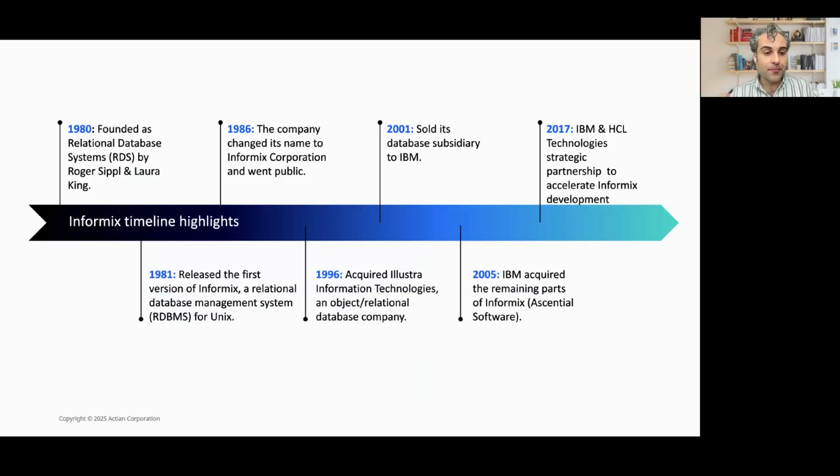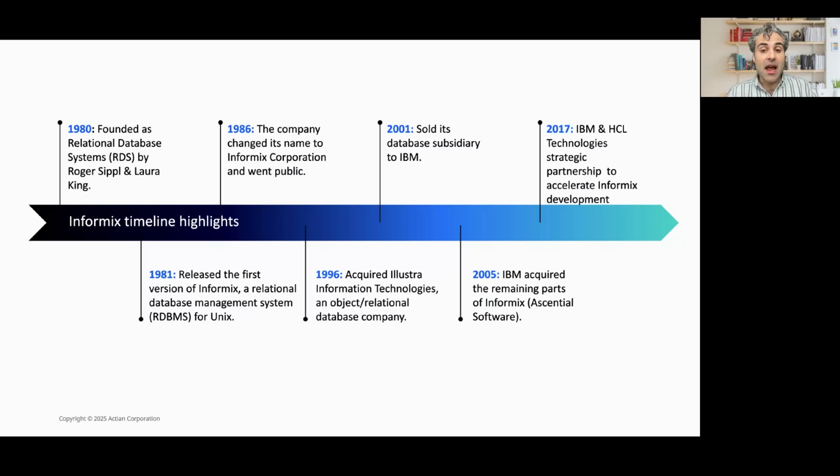So how did we get here? As many of you may know, Informix was founded in 1980 as relational database systems. And in 1981, we released the first version of Informix. In 1986, the company changed its name to Informix Corporation and went public. But in 2001, it sold its database subsidiary to IBM. And then in 2005, the remaining parts of Informix were acquired by IBM.